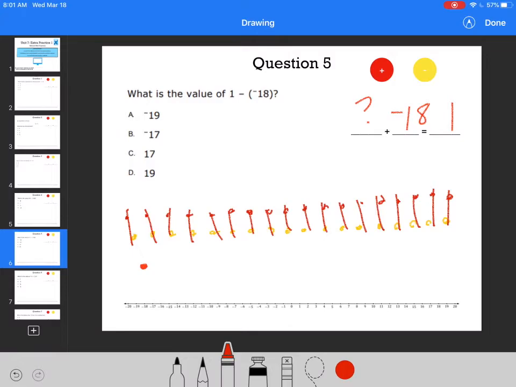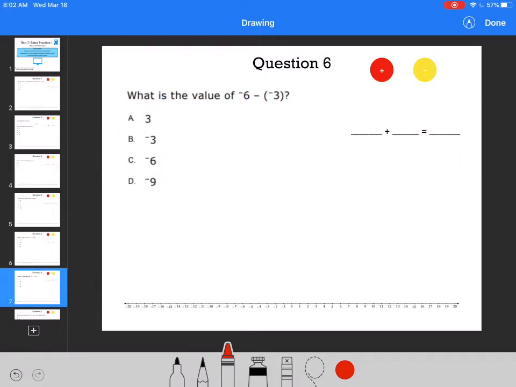Now I've got 0. How do I get to positive 1? I'm going to have to add 1 more red dot so that this equals what I want my answer to be. So then to figure out my answer, I just count what I added to the negative 18. 1, 2, 3, 4, 5, 6, 7, 8, 9, 10, 11, 12, 13, 14, 15, 16, 17, 18, 19. And they are positives, so it's positive 19.